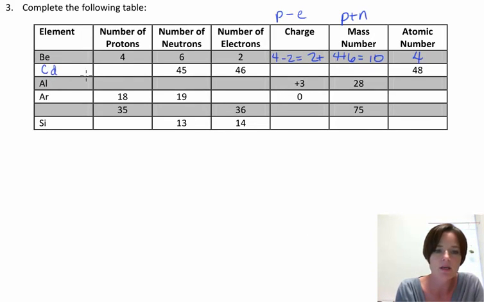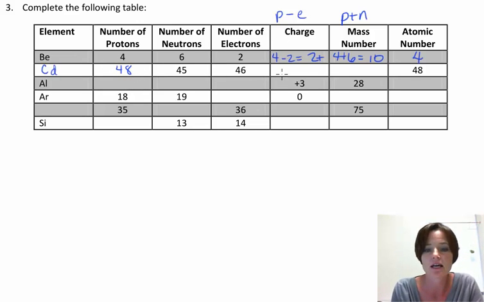so we can fill that in. The 48 is also going to be equal to the number of protons, so we can fill that in. And then again, for the charge, we take the number of protons, which is 48, and we subtract off the number of electrons, which is 46. So this one is also going to come out to a positive 2. And then for the mass number, it's the number of protons, which is 48, plus the number of neutrons, which is 45. So when we put those two together, that is going to equal 93.